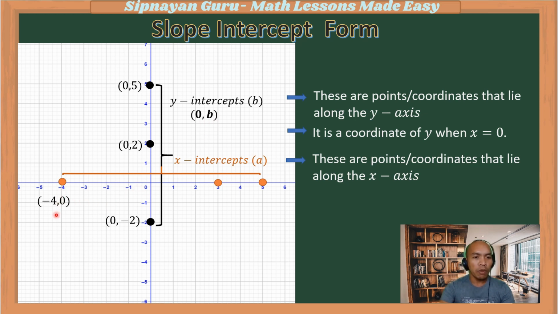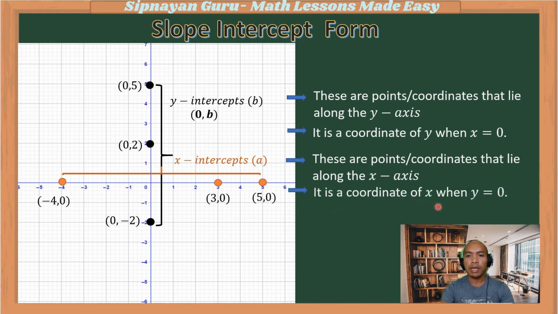Suppose this point has coordinates (-4, 0), this is (3, 0), and this is (5, 0). As you can see, the y-coordinate when the points lie along the x-axis is always 0. Therefore, the x-intercept is also the coordinate of x when y is equal to 0.